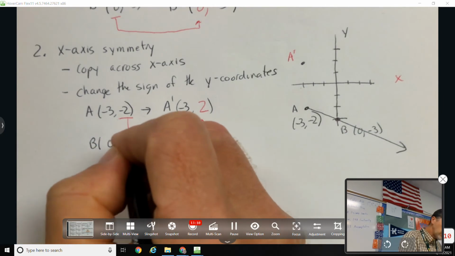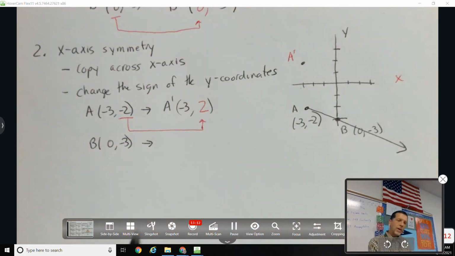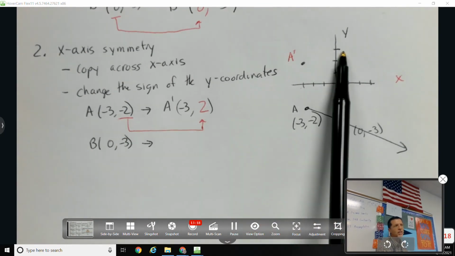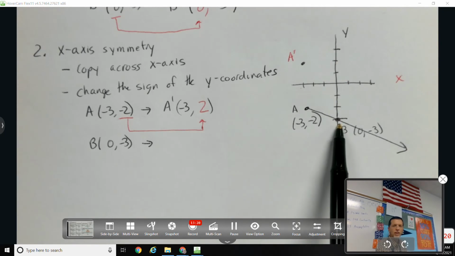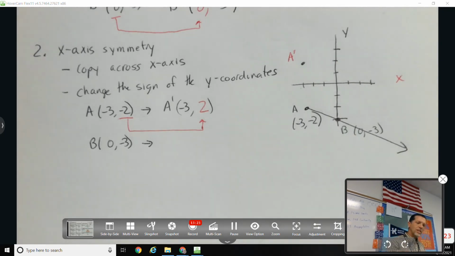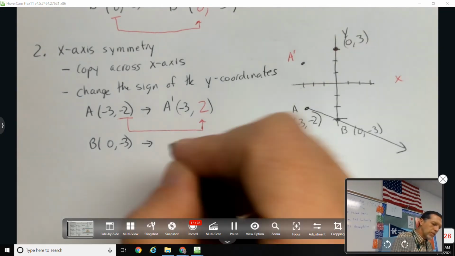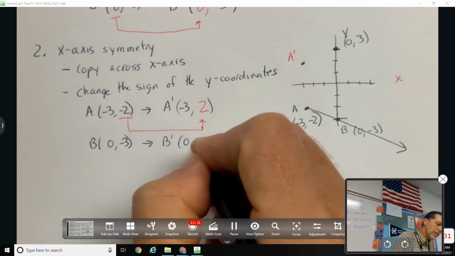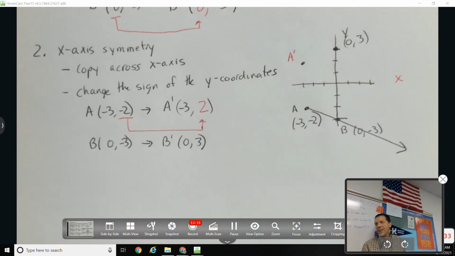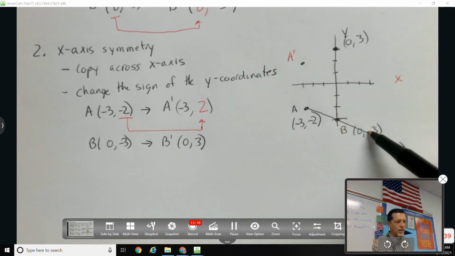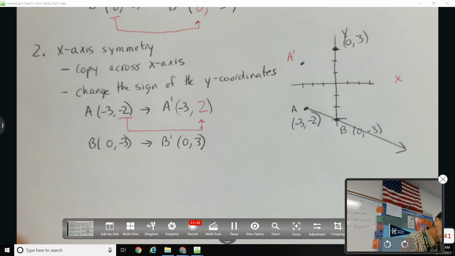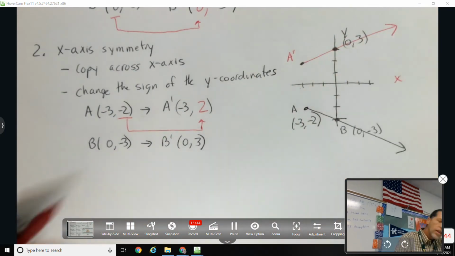B was at 0, -3. How about instead of sort of mechanically changing the sign of the y-coordinate, how about we just kind of visually see where this point is going to land if I reflect B across the x-axis? Yeah, 0, 3. Which is, of course, what we would get if we change the sign of the y-coordinate. So, I mean, it fits together. You can either change the sign of the y-coordinate, or you can kind of do it visually, and what ends up happening is you change the sign of the y-coordinate. And now we have a picture that is symmetric with the x-axis.